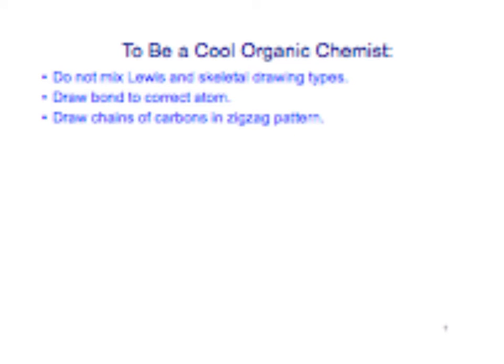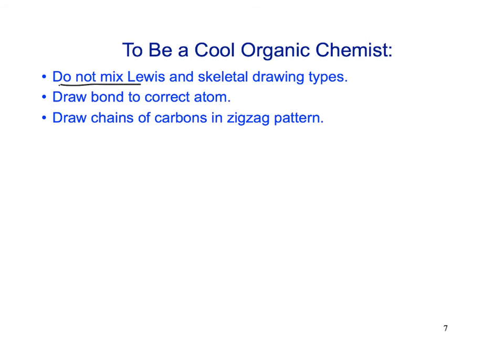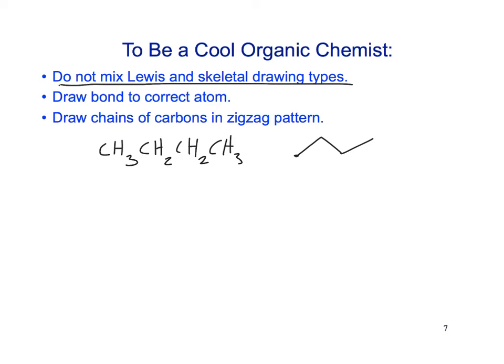Finally, look at a few things that you need to do if you want to be a cool organic chemist. First off, do not mix up Lewis structures and skeletal structures. Okay, those types of drawings. All right, so if we have a molecule like this, let's go to butane, is 4 carbons. Okay, we can draw the skeletal structure for this. So I would start counting at the end. So that's 1, 2, 3, 4. All right, so this is butane.